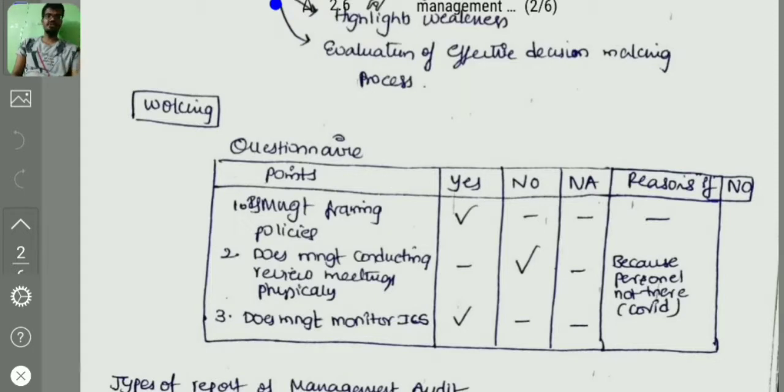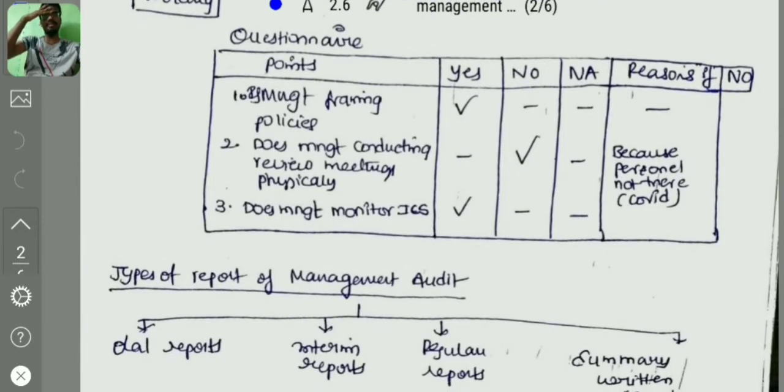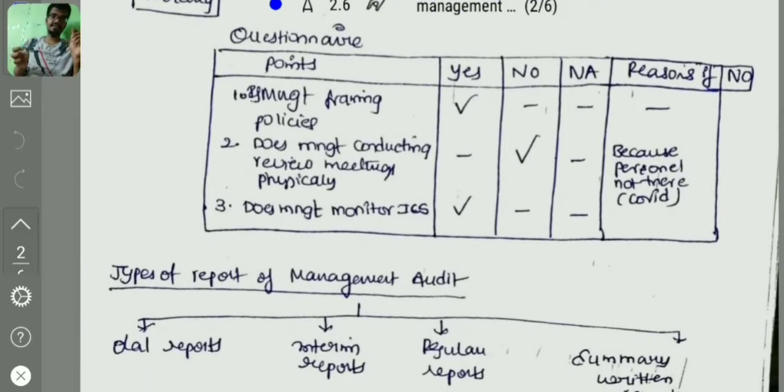No, because the COVID situation is there. Whenever there is a no in the management audit questionnaires, we have to give reasons for that. Does management monitor internal control system? Yes. Like that, the management audit questionnaires format will be there, and we have to tick yes, no, or not applicable based on the answers given by the management.